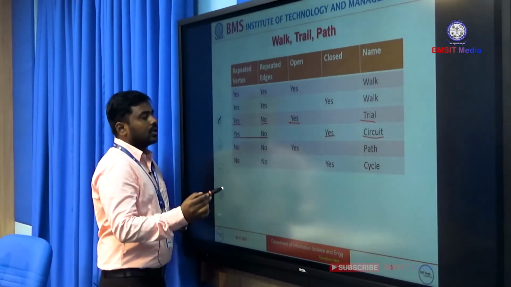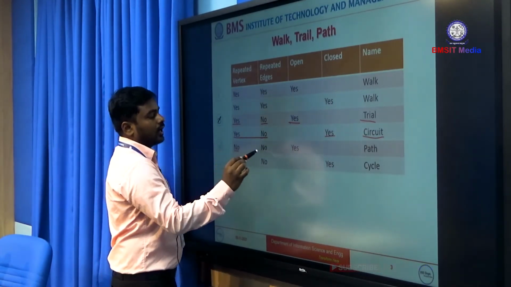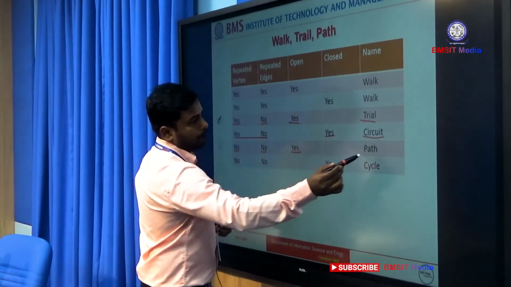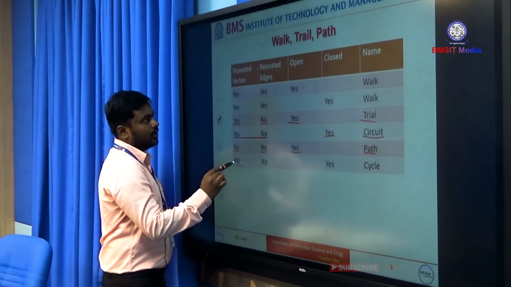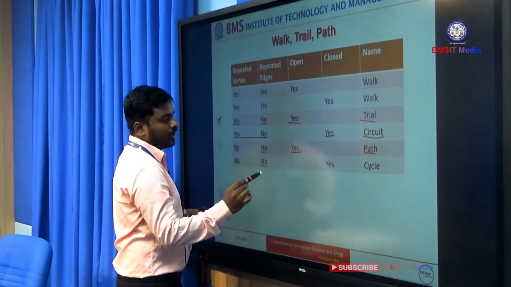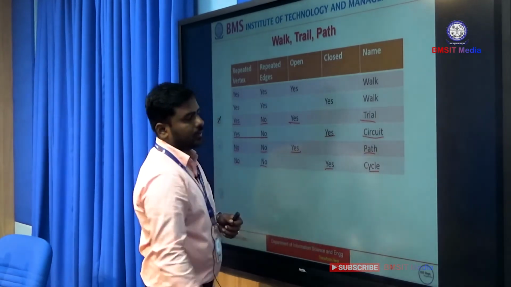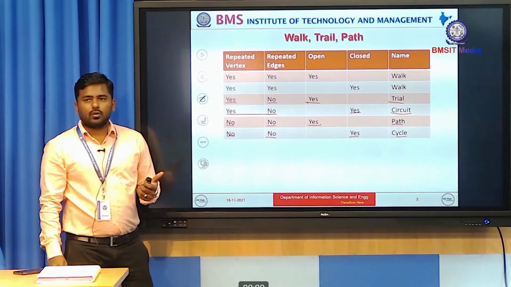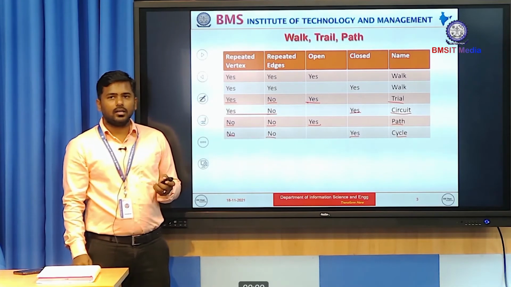In case of a path, the vertices are not repeated and edges are also not repeated and it is an open walk, then we call it a path. Again, if no vertices are repeated and no edges are repeated and it is a closed walk, then we call it a cycle. These are the basic terminologies we have in a graph: open walk, closed walk, trial, circuit, path and cycle.